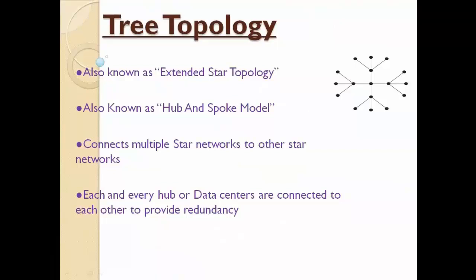Now let's see tree topology. It is also known as extended star topology and hub and spoke model. Connects multiple star networks to other star networks. Each and every hub or data centers are connected to each other to provide redundancy.